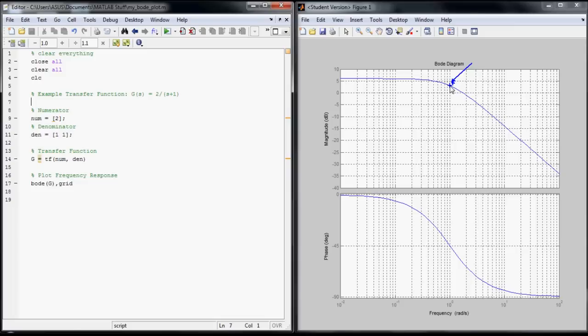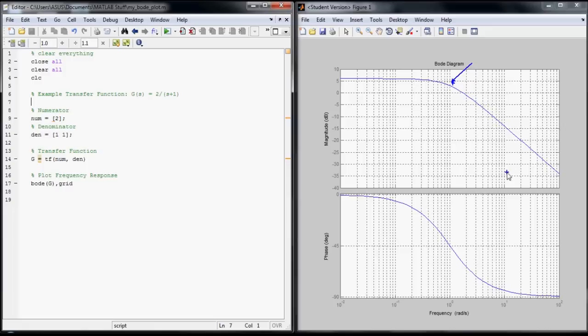And next, take a look at how the magnitude decreases after you go beyond the breakpoint. This is because it's a pole. If it was a zero, it would be increasing instead. And it actually decreases at exactly 20 dB per decade. You can verify that this is the case.